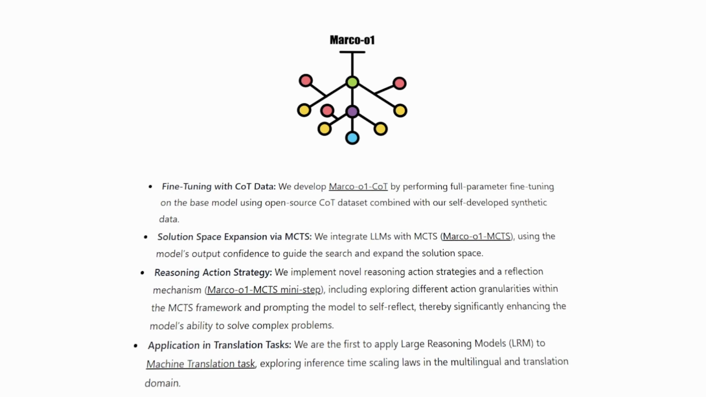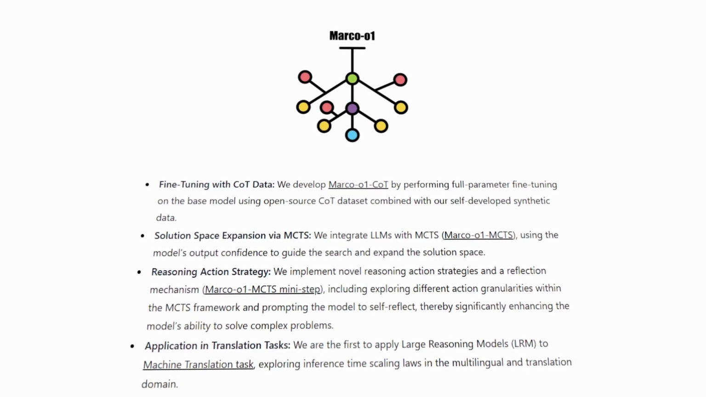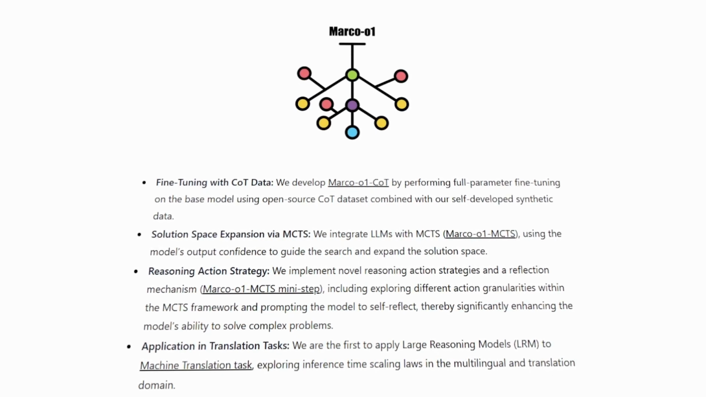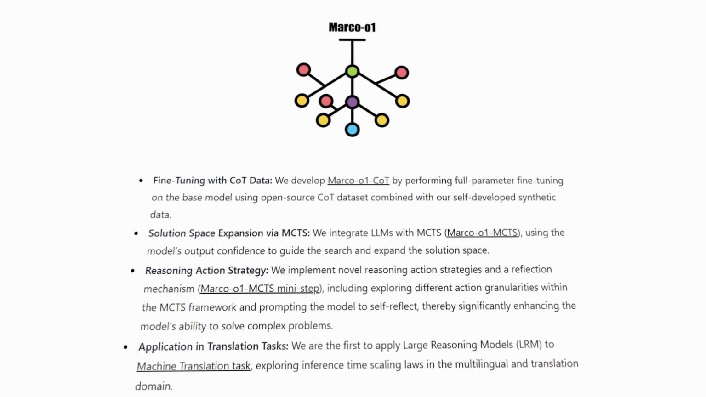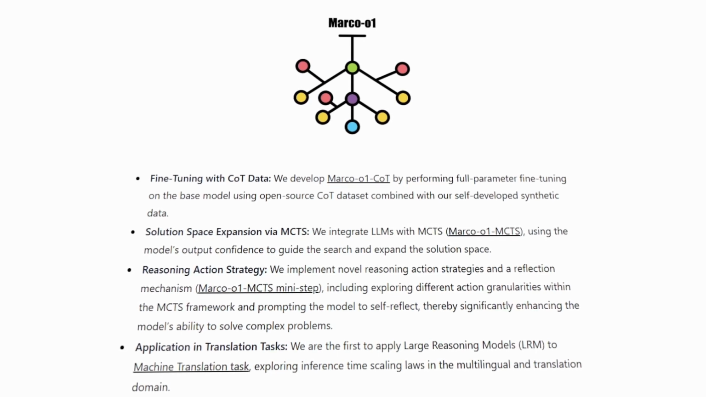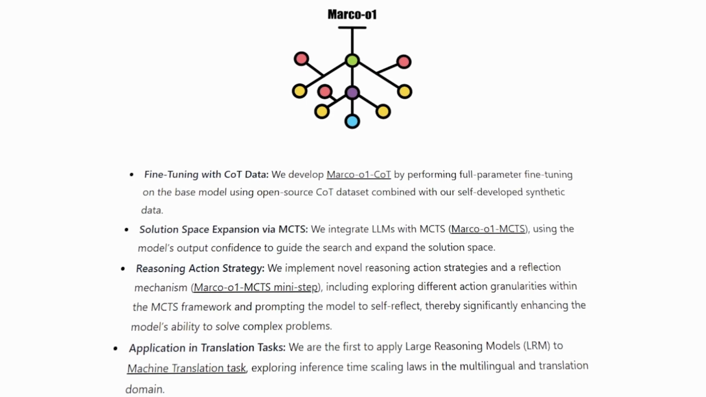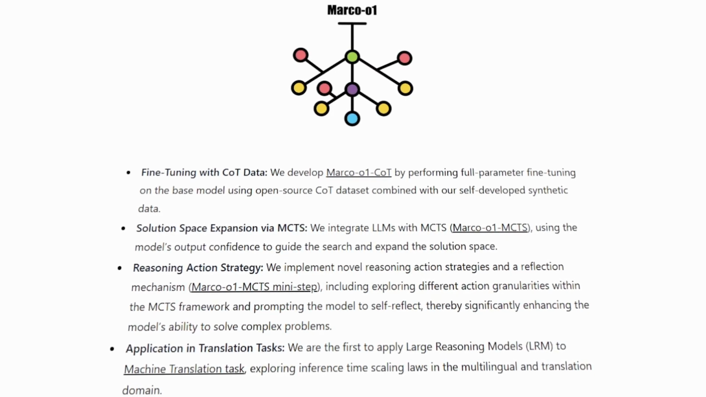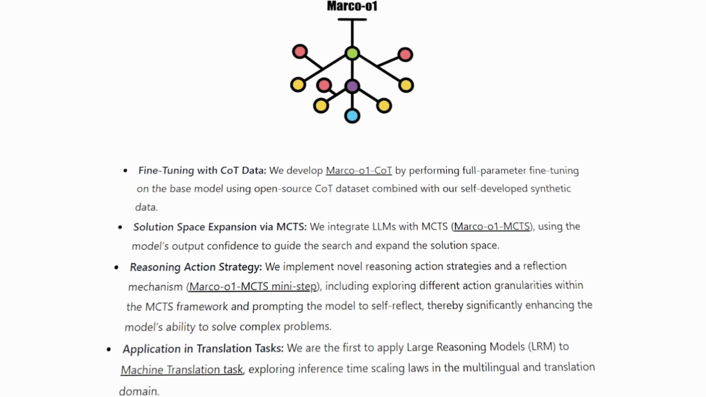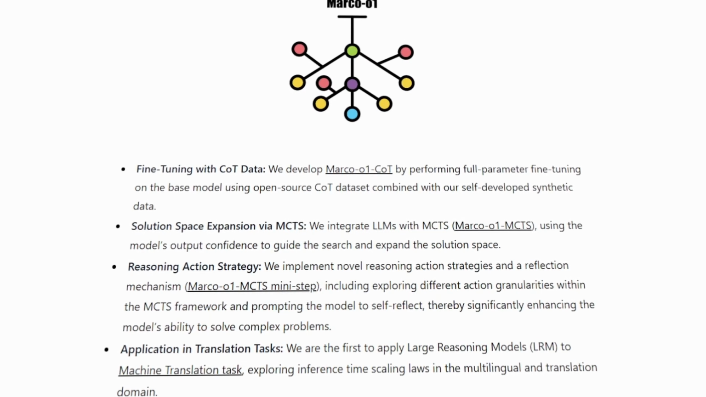Marco-o1 is a 7 billion parameter model developed by the Alibaba International Digital Commerce Group. It's fine-tuned with a CoT dataset and some self-developed synthetic data. They've also integrated MCTS to expand the solution space and added a reflection mechanism to enhance reasoning. So, we're going to see how well it does in all these areas.